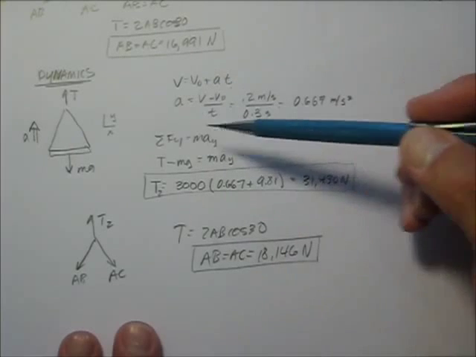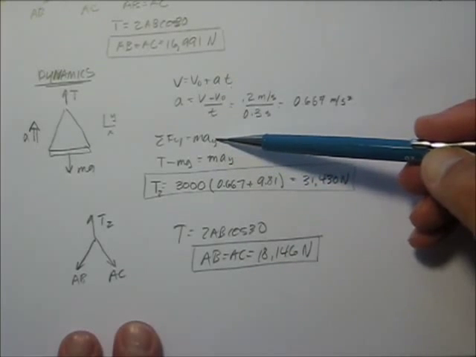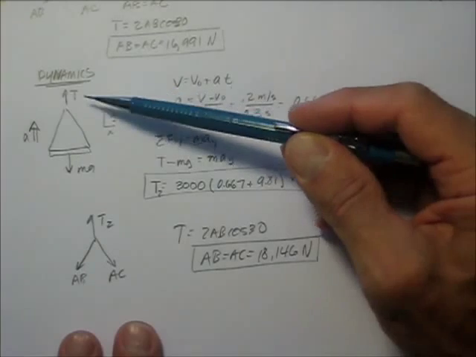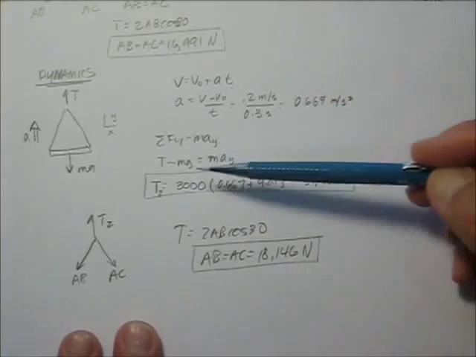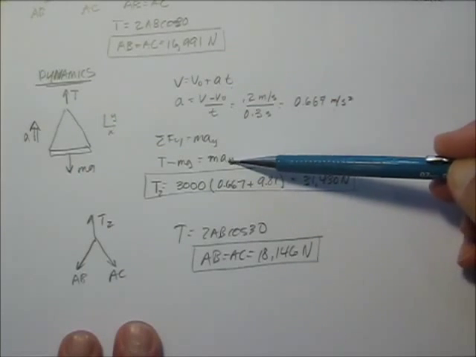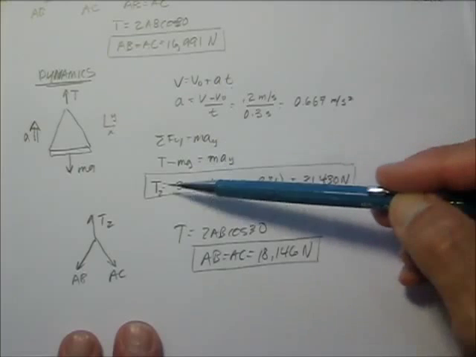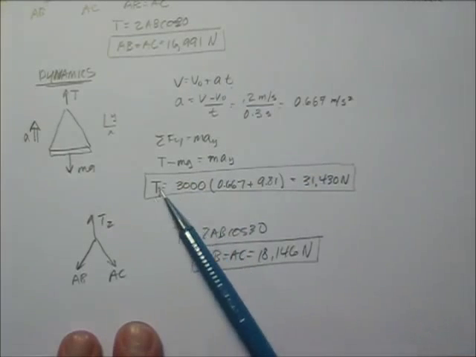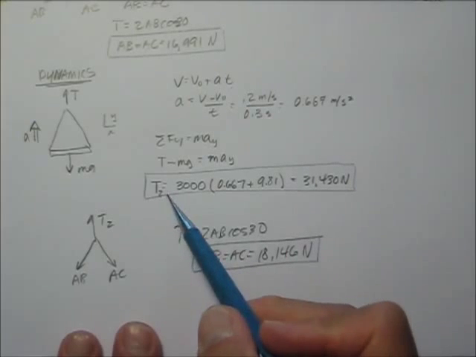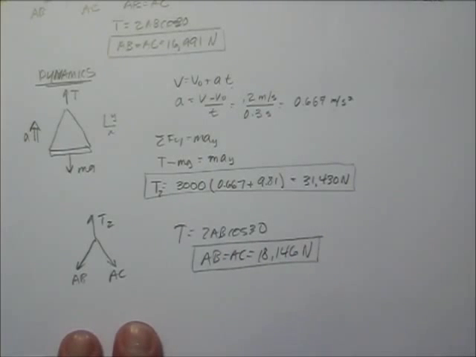Then the sum of the forces is equal to the mass times acceleration in the y direction. So for the sum of the forces, I have a positive T and a negative mg, and that is equal to the mass times acceleration in the y direction. So I can solve for T. And this is T in case 2. There's not two T's, it's just case 2.